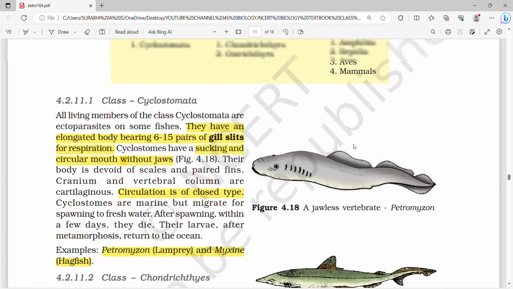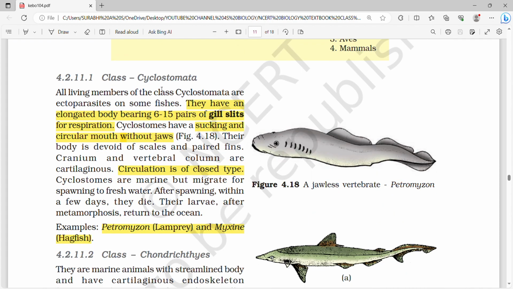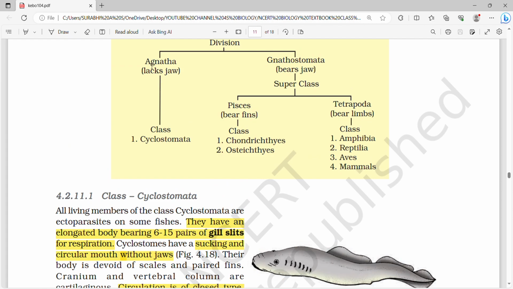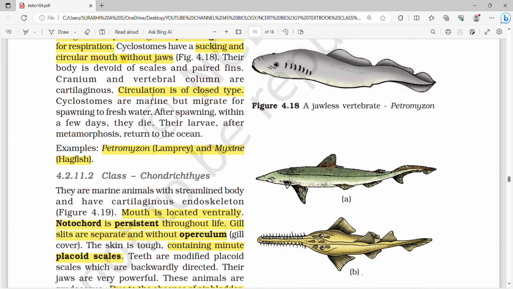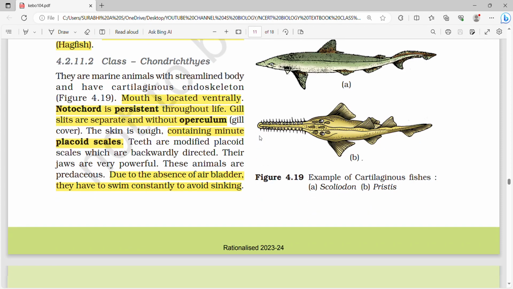Next, class Cyclostomata. So this comes under Agnatha, that is, it lacks jaws. They have an elongated body bearing 6 to 15 pairs of gill slits for respiration. They have a sucking, circular mouth without jaws. So Agnatha in the sense they lack jaws. The circulation is of closed type. The examples you should remember: Petromyzon, that is lamprey, and Myxine, that is hagfish.